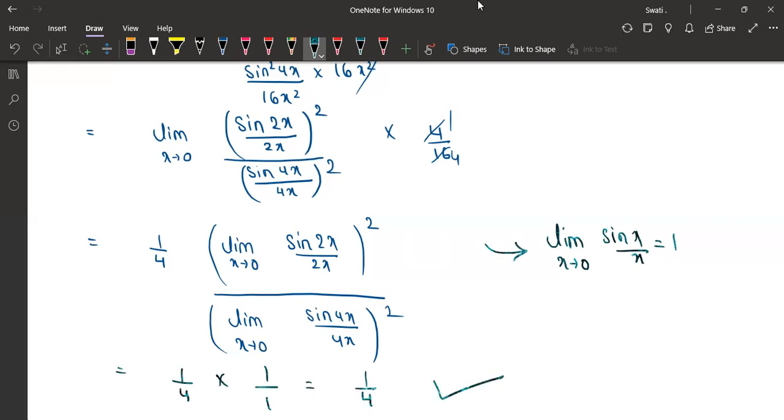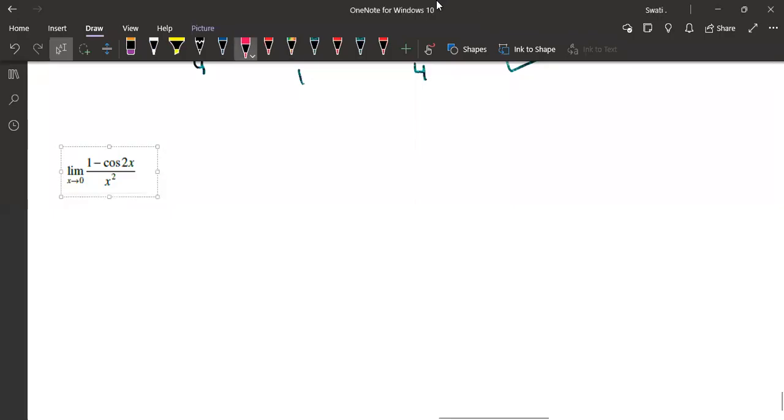Now we can move to the last question of this video. So this is our last question for today, and let's just simplify this. Very simple formula based question. Limit x tends to 0, 1 minus cos 2x upon x square.